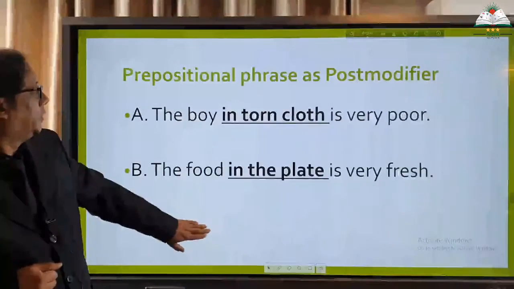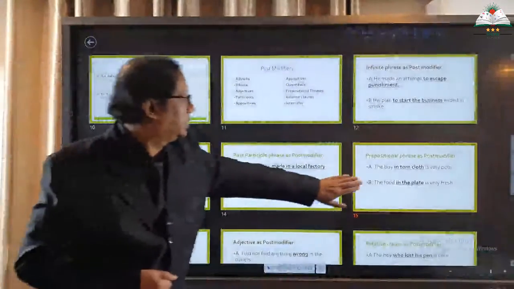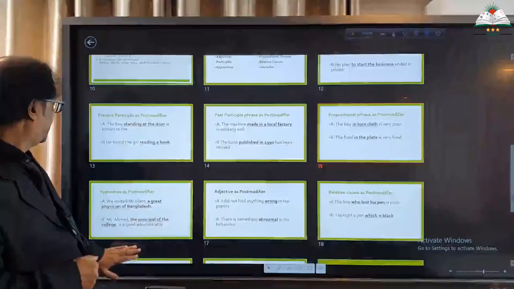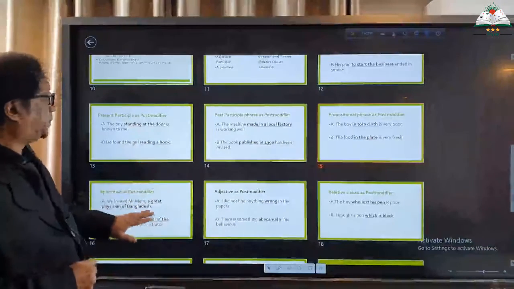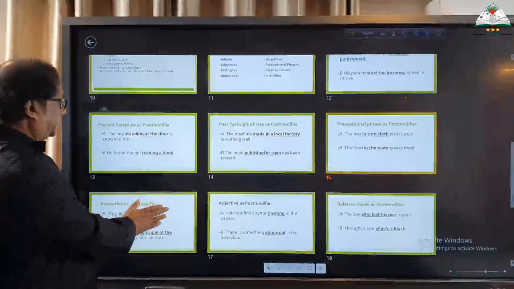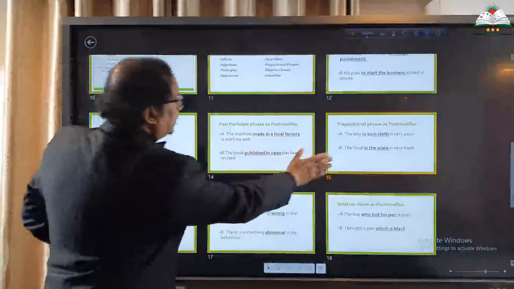Past participle, prepositional, and now we will go for the next one.